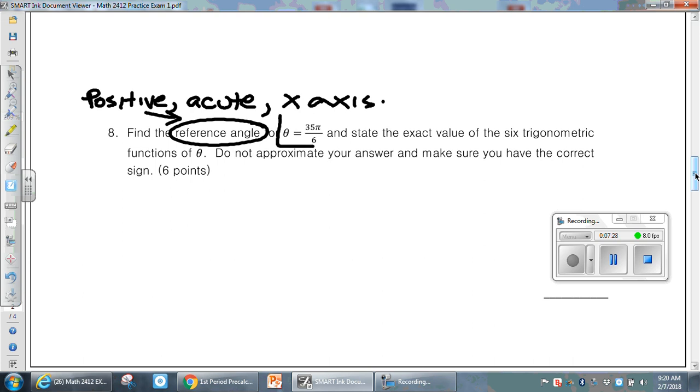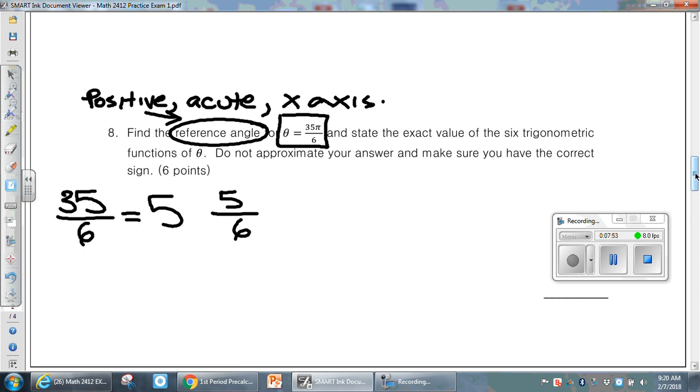So for this one, we need to find the reference angle. So you have an angle that, of course, is more than 2 pi, correct? Yes? So let's see how big it is. If we had the fraction 35 over 6 and we convert it into a mixed fraction, it could be something like 5 and 5 over 6. Very good. So if I put pi here, then here I'm going to have 5 pi, and then plus 5 pi over 6.